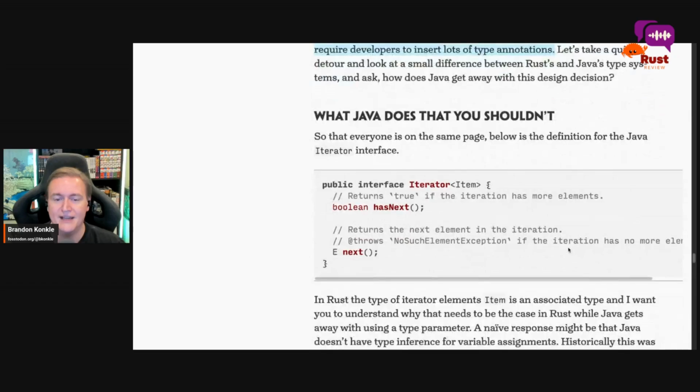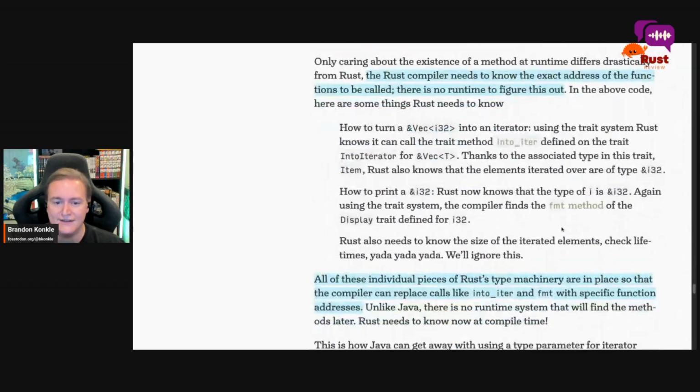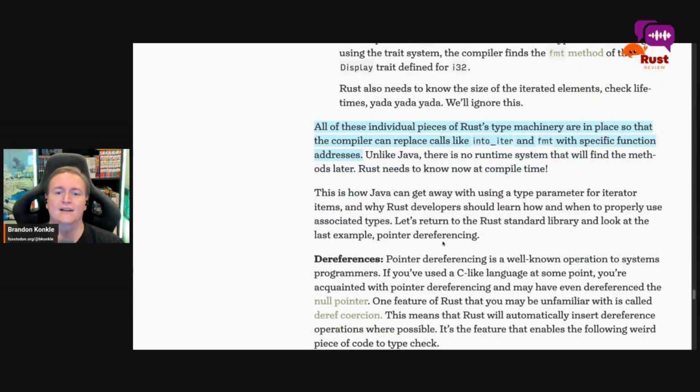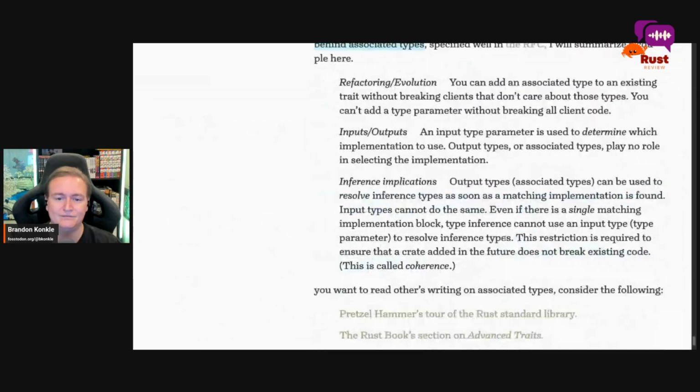So like I said, he goes on to talk about Java. He talks about why Java is different and the downsides to that. But the Rust compiler needs to know the exact address of the function to be called. There's no runtime to figure it out. And so associated types help it get there in a way that provides a good developer experience.